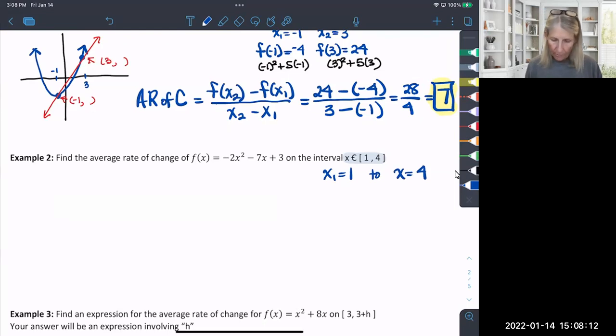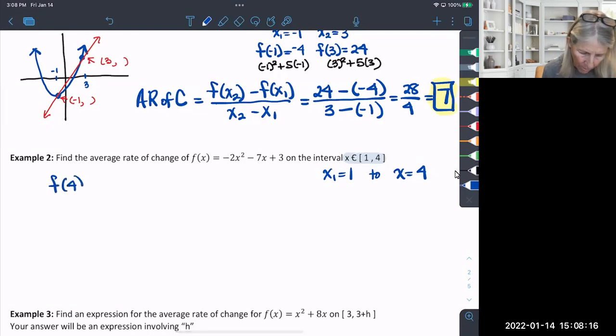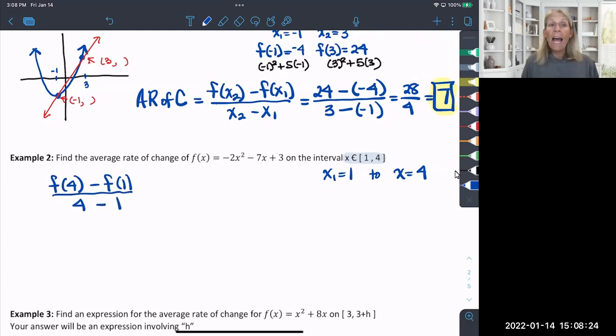So again, let's pull a formula out. I'm going to find f of 4 minus f of 1, divide that by 4 minus 1. That's how I find this average rate of change. Okay, and again, how do I find f of 4? I plug 4 into the function. So maybe I'll just do that over here at the side.